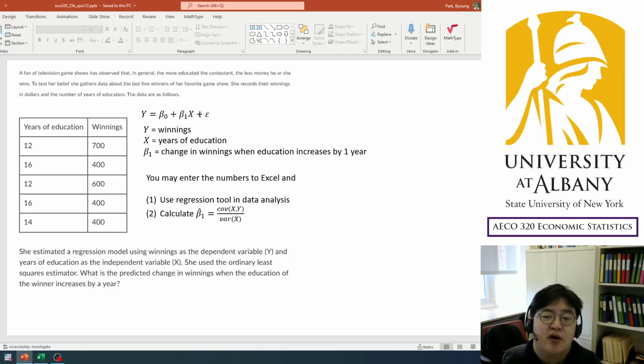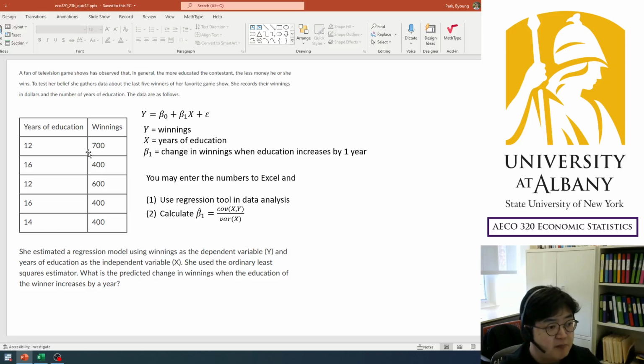Anyhow, here we would like to know the predicted change in winnings when the education of the winner increases by a year. Exactly, that is beta 1. When education increases by a year, how much y increases, that is beta 1. So you may use 2 different ways.